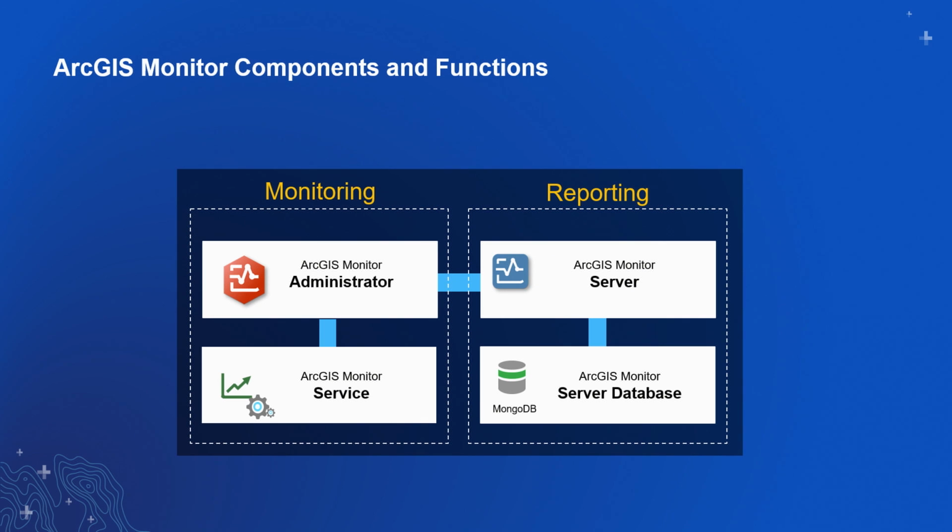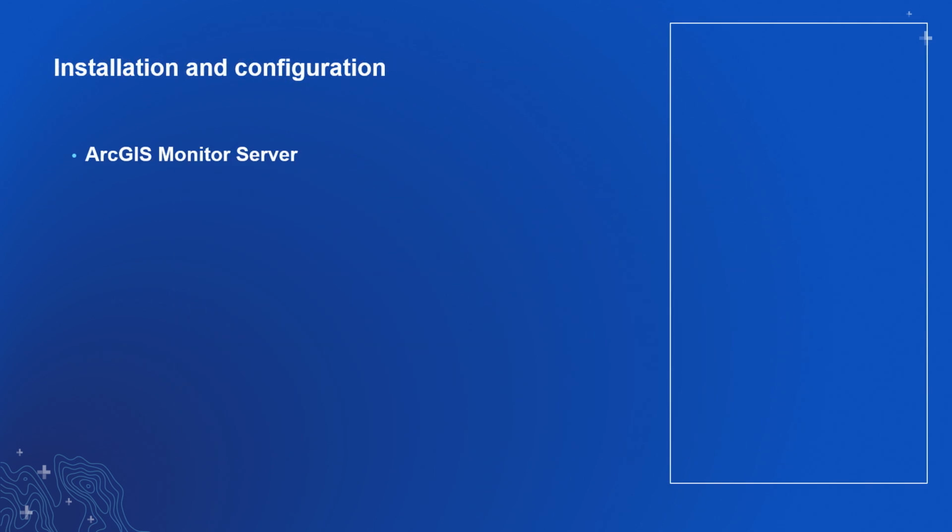ArcGIS Monitor is divided into two components. It's the server with the repository and the administrator and monitoring services that we configure. So this is pretty much a web server. When we install this, you would have an empty web server. Then we start configuring counters, and these counters will start appearing on the website.